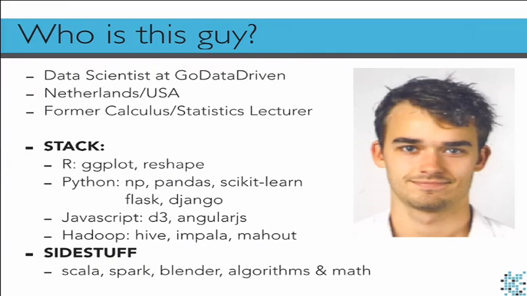Now, having said this, my name is Vincent. I'm a data scientist at GoDataDriven. I have a Dutch and United States background, which is where I used to live. Before joining this company, I was an independent contractor of programming, and I was a former lecturer of calculus and statistics at a couple of universities in Holland.